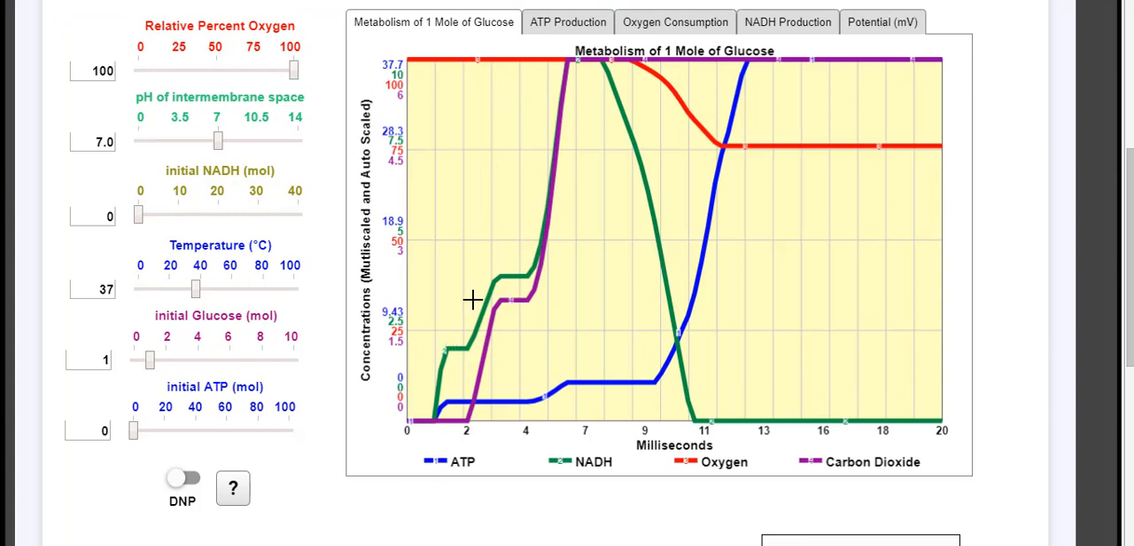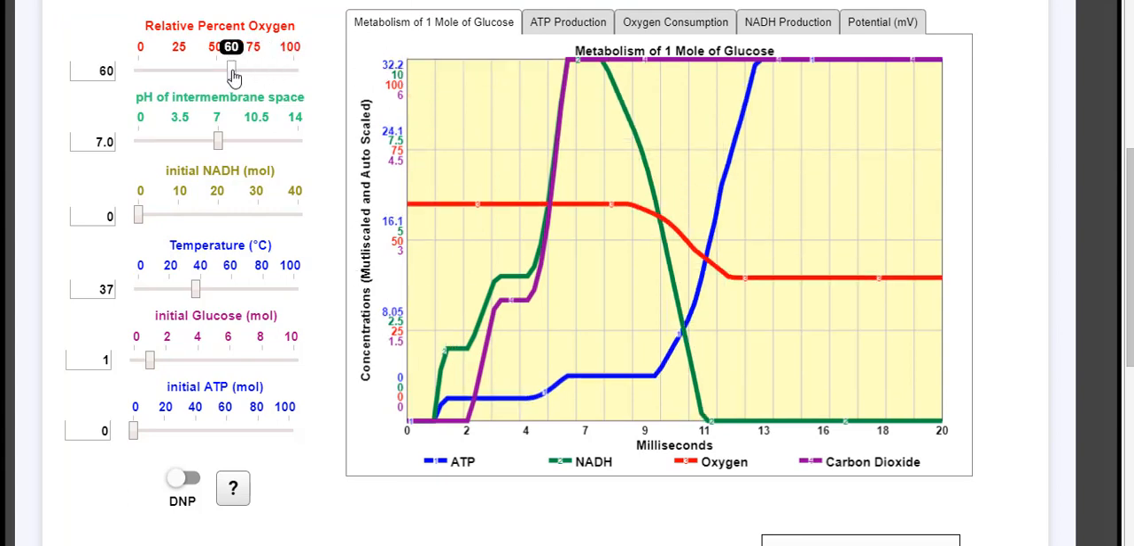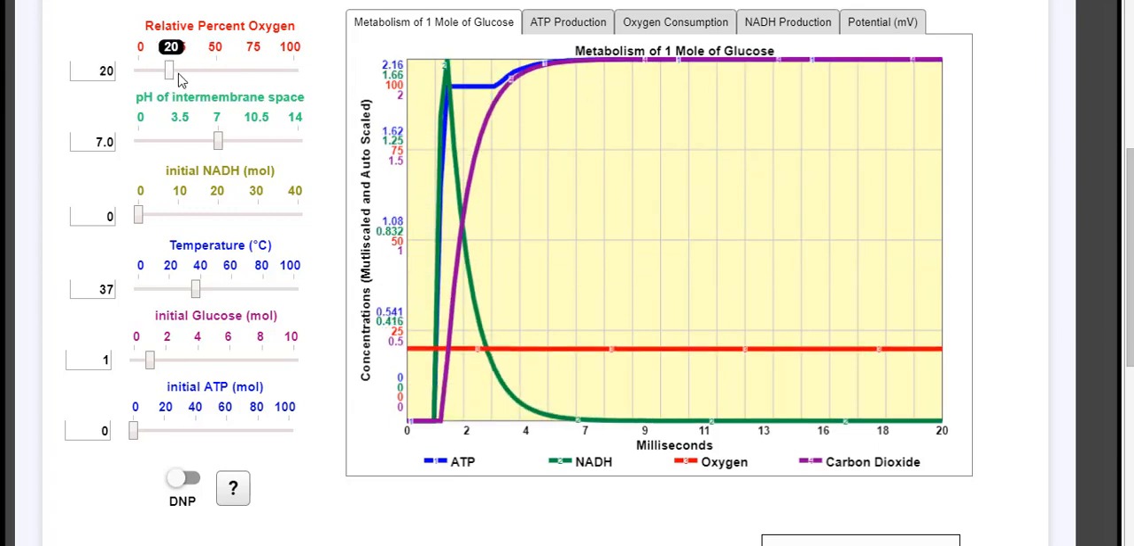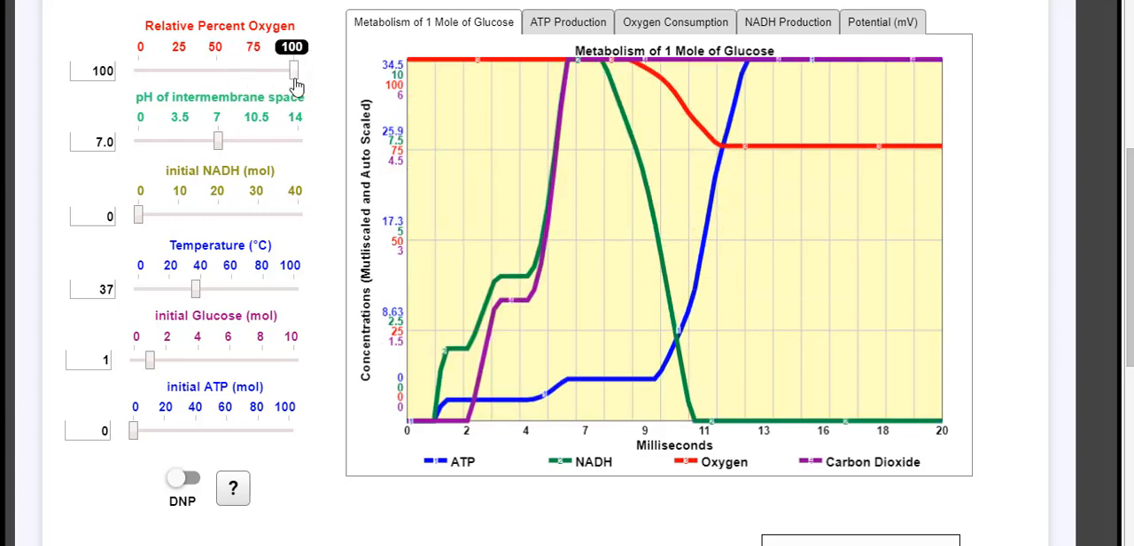Take a look at this auto scale here. Your y-axis will auto scale these different quantities, so you have to be careful as you adjust this. Make sure you have students be aware of that because it can be misleading.